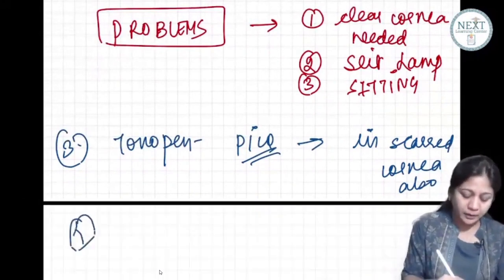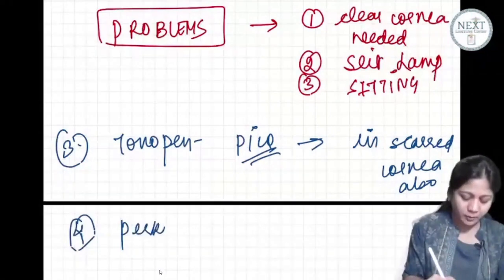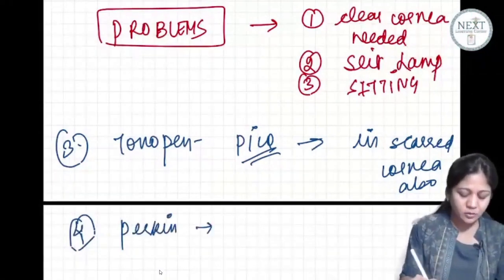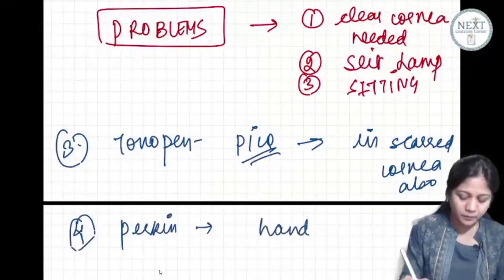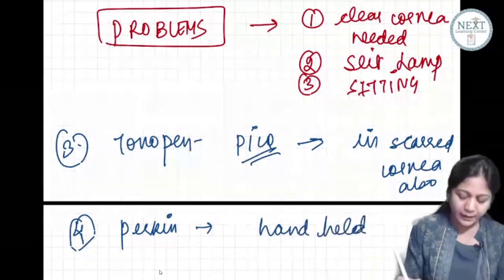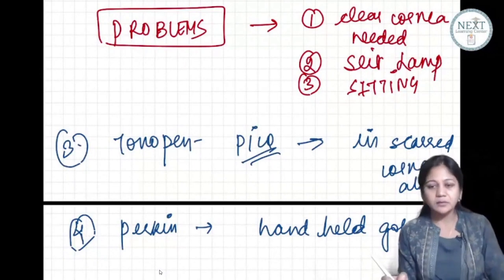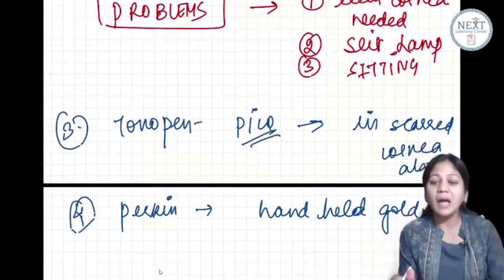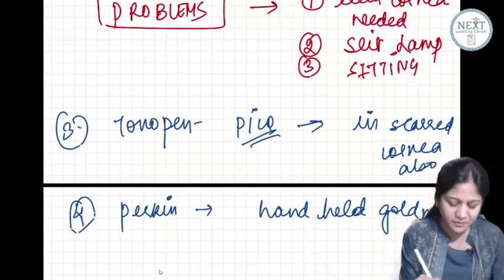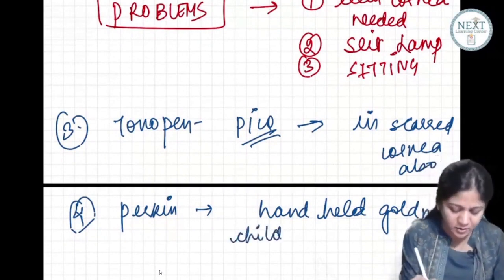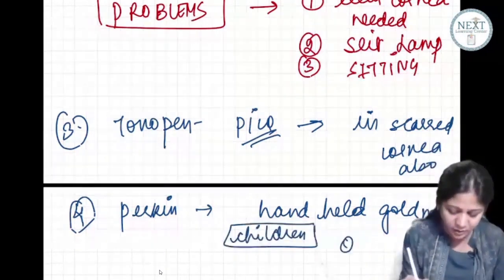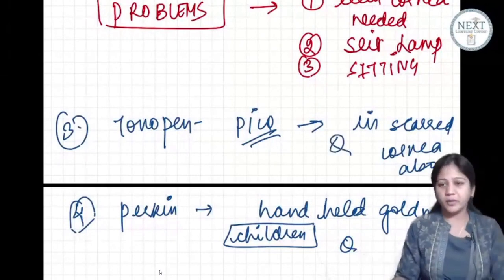Now, what about the Perkins tonometer? Perkins tonometer is a handheld Goldman. It's a handheld Goldman tonometer. Yes, it is a handheld Goldman tonometer, as Doctor Imad is telling. Okay, specifically used for children. It's very good for taking readings in children. All of them are questions.